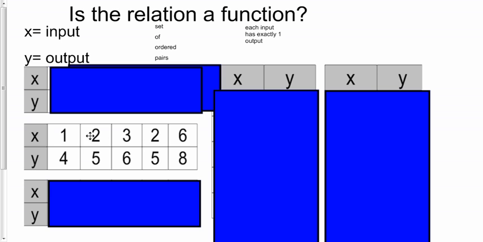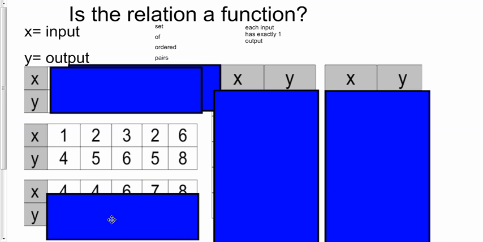So basically, every single input has its own unique output. Yes, 2 did show up twice, but did I get the same answer both times? Yes, it means it's following a rule. That is a function. Let's look at this.